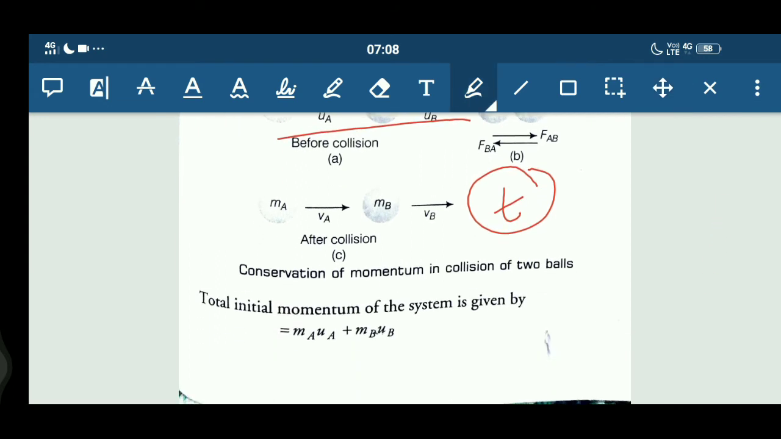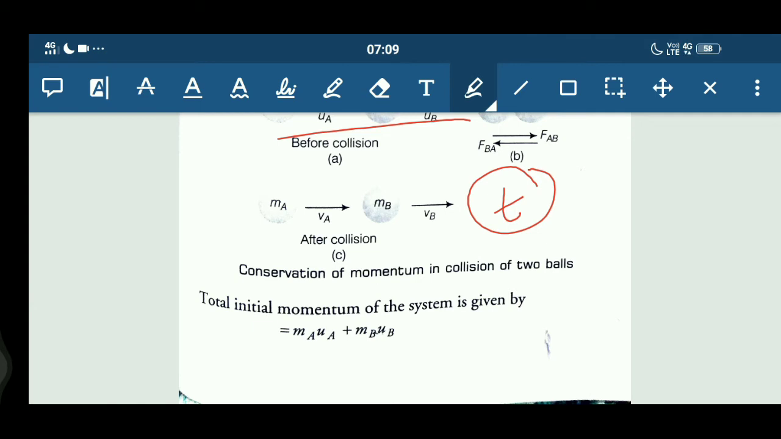Now children, we should know the total initial momentum, and we should also know the total final momentum, because we need to know the change in momentum. So what is change in momentum? Final momentum minus initial momentum. This is what we should know.